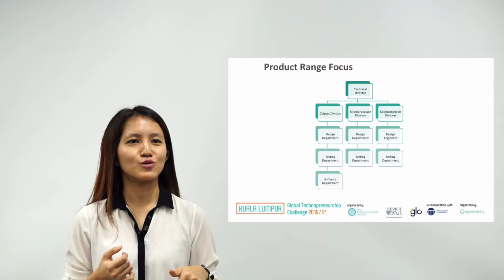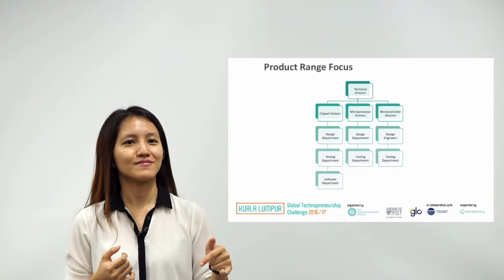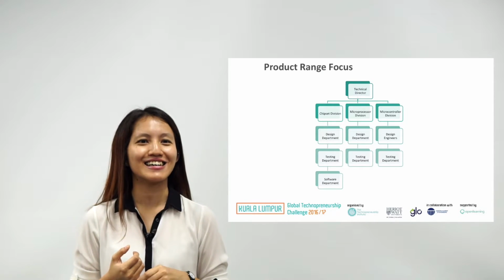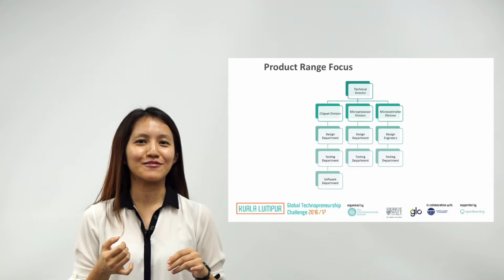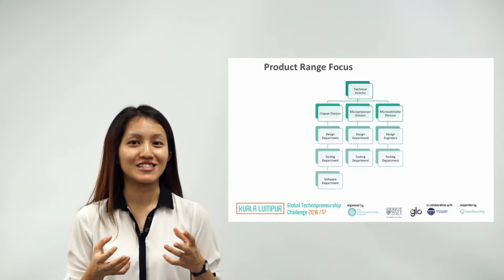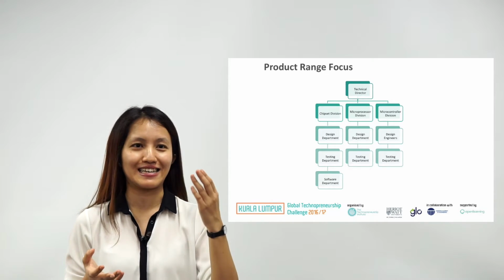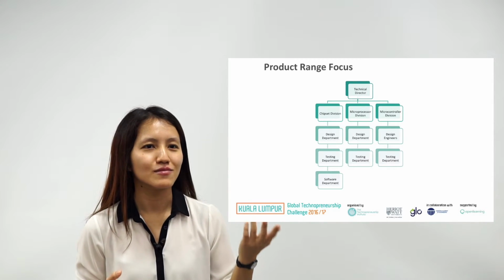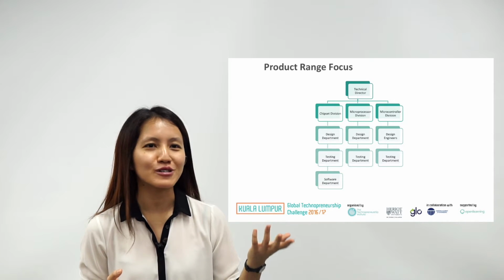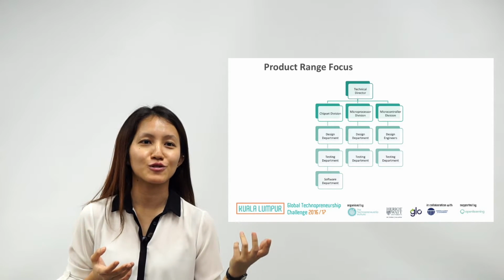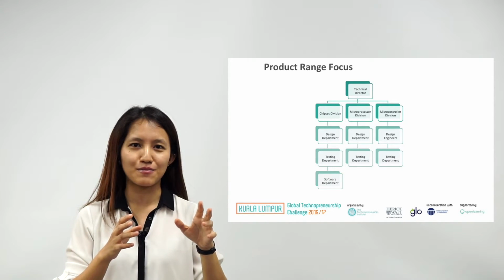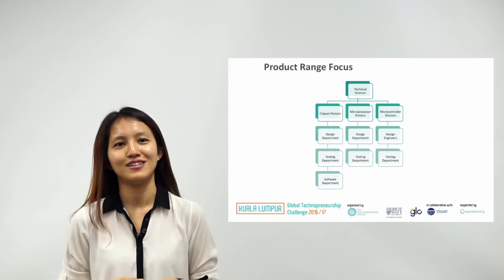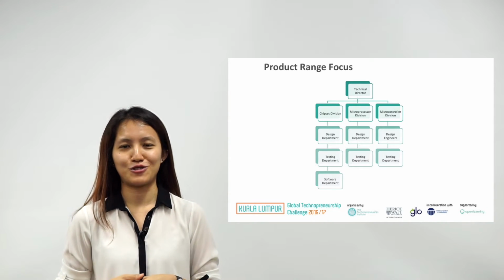If we move on to product range focus, this is definitely applicable to you if you're working on a certain specific product. In this case, you have a technical director, you could have a microprocessor division, and a microcontroller division. This is an example of how an E&E company would be. It really depends on what project you're working on, but I think it's a good example to share with you.